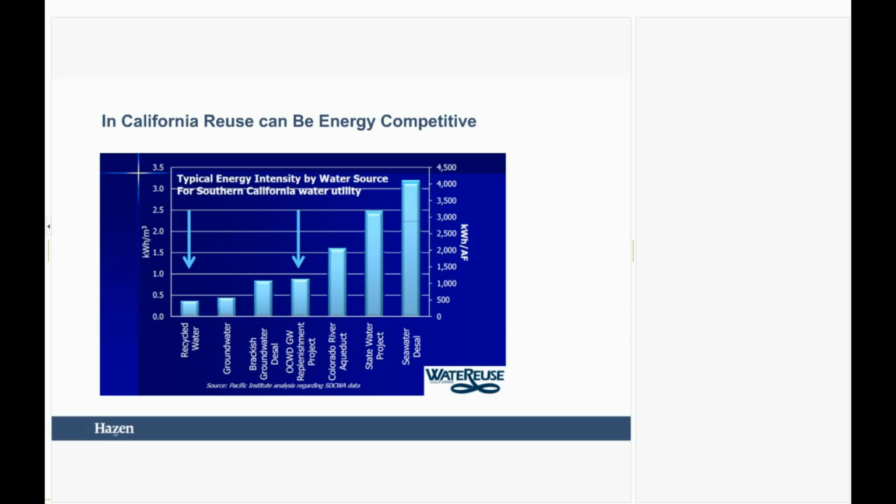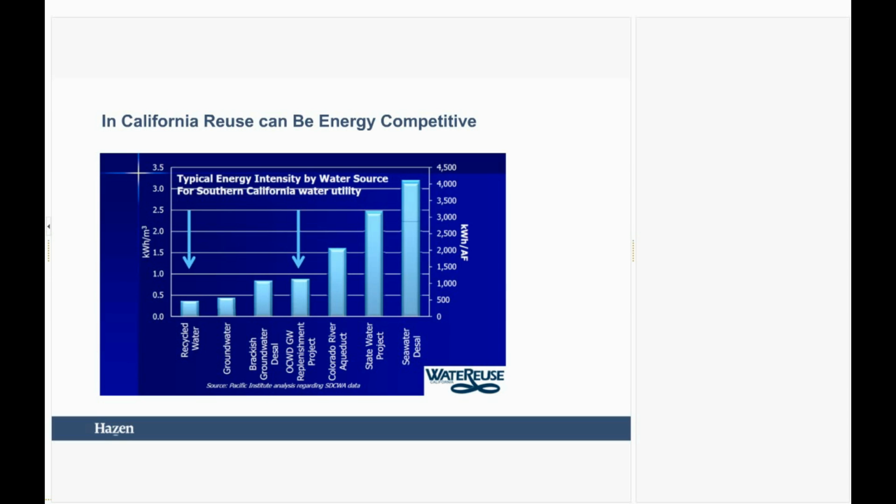One of the things that is important to finish on here for California is that the energy consumption is important to look at. If you look along the x-axis there, OCWD GW, about midway where you can see the arrow pointing down, gives you an indication of the energy consumption.